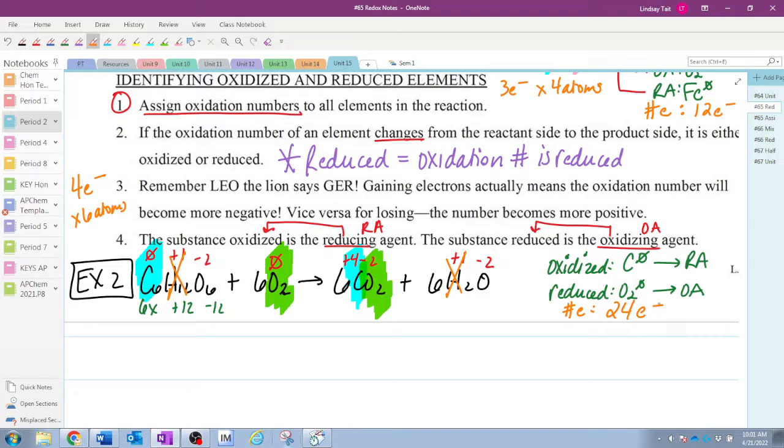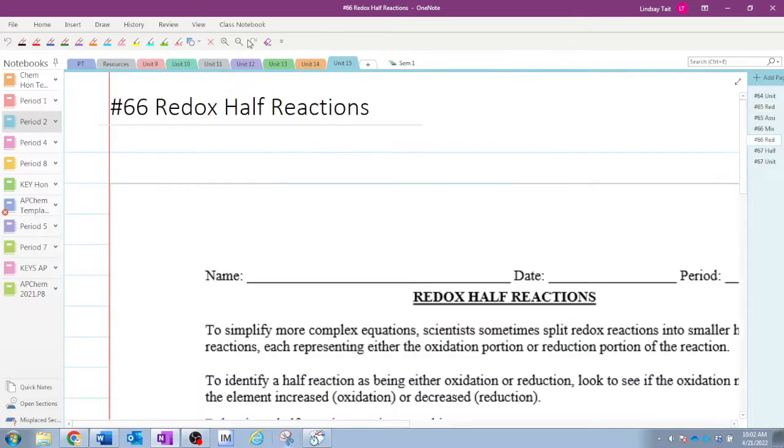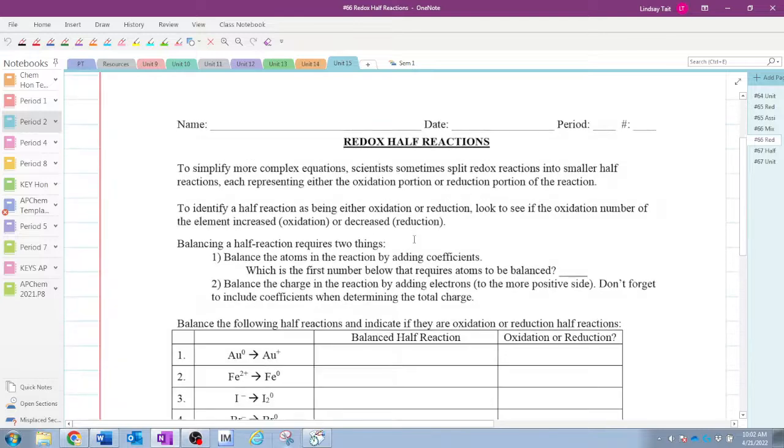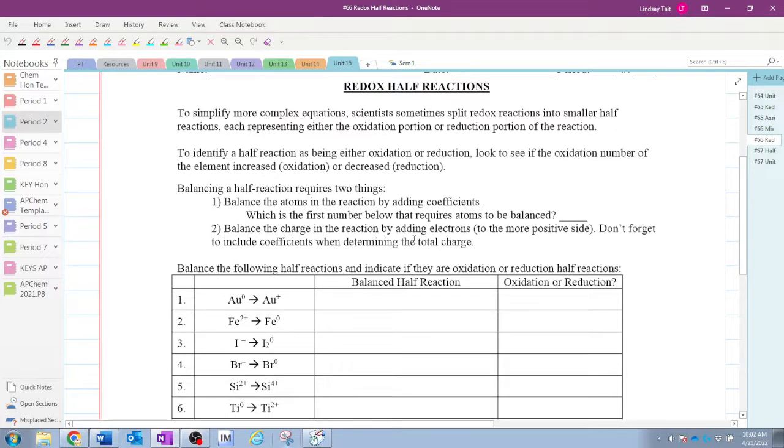All right, so we've got one more thing left to cover, and then we'll be done. Let's take a look at the back of number 66. Redox reactions, oxidation reduction. Sometimes these get pretty complicated. So what we have found is that it is often nice to just focus on one thing at a time. Focus on just the oxidation or focus on just the reduction.